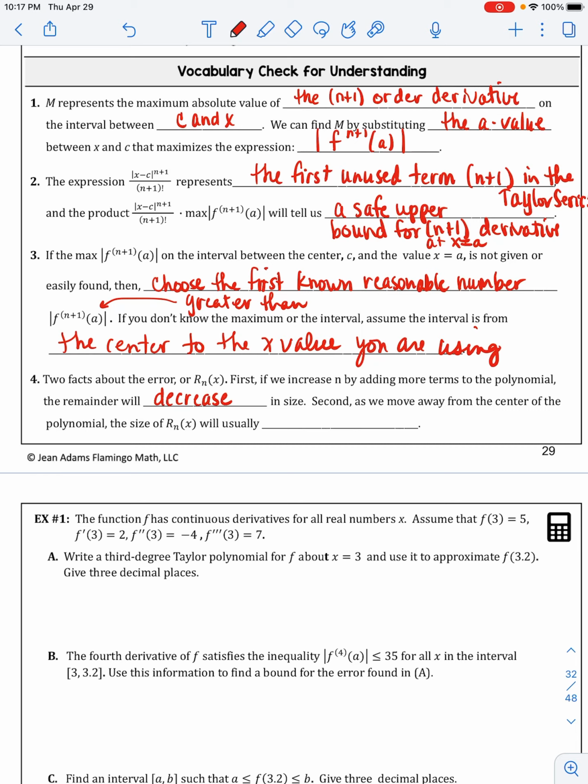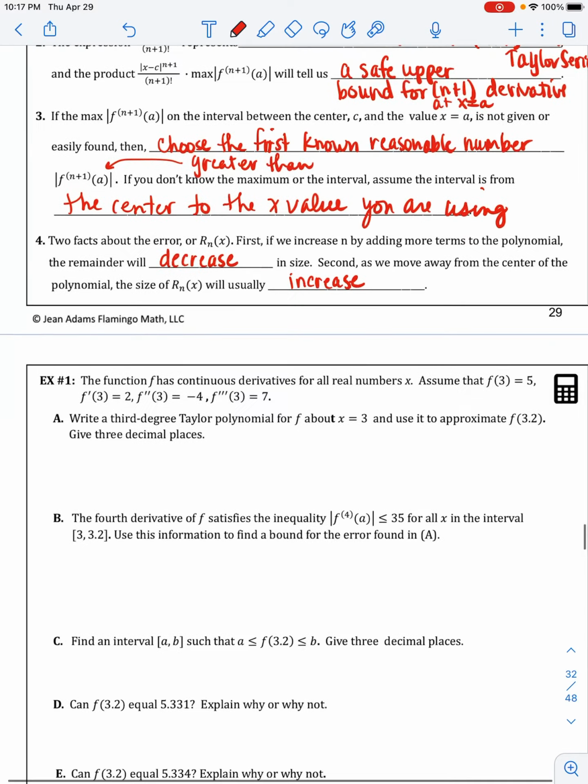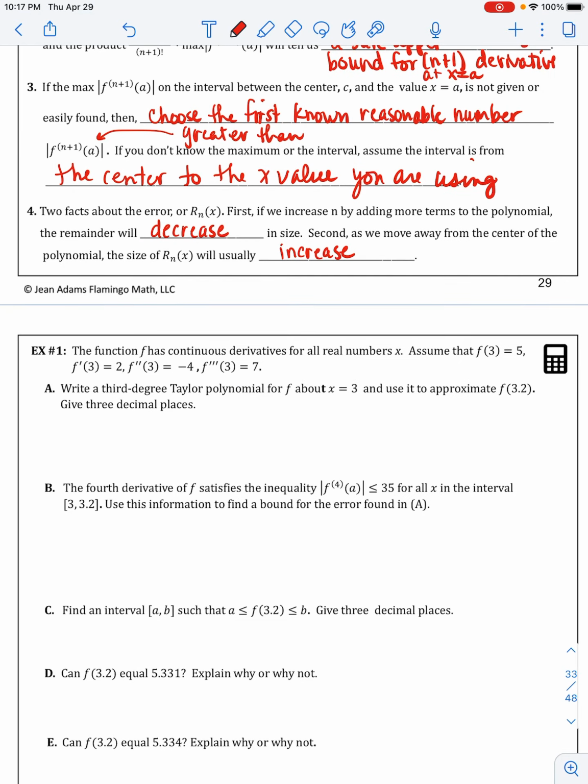Two facts about the error, or r sub n of x. First, if we increase n by adding more terms to the polynomial, the remainder will decrease in size. Second, as we move away from the center of the polynomial, the size of the remainder will usually increase. So you want to be close to where you're centering it. That is for sure.